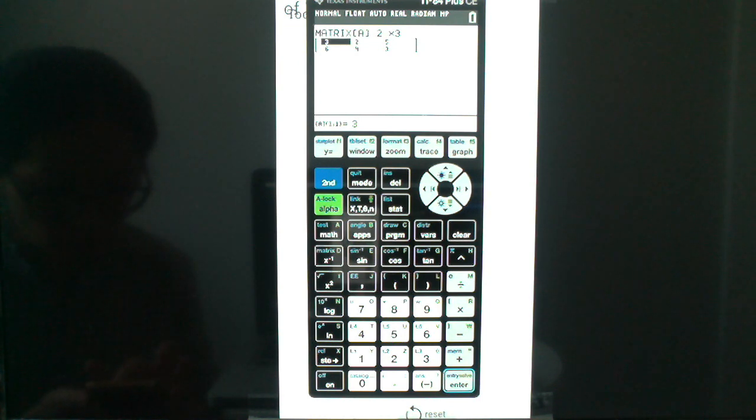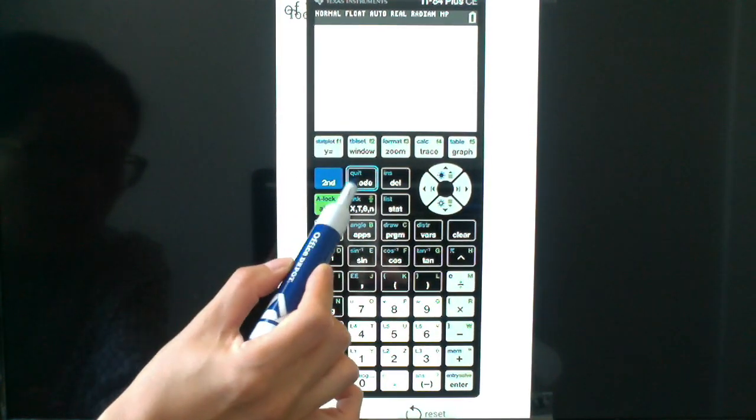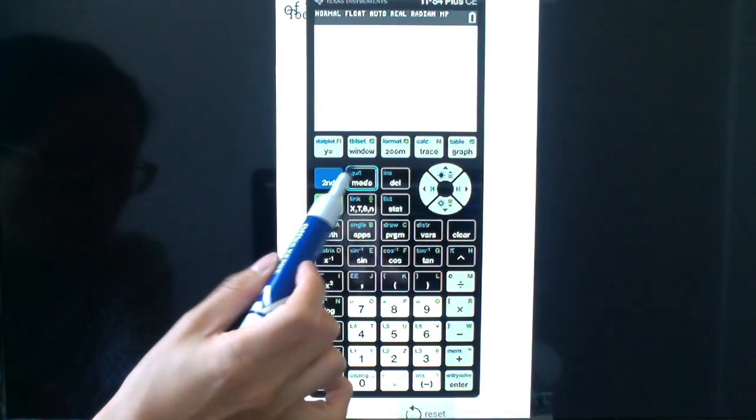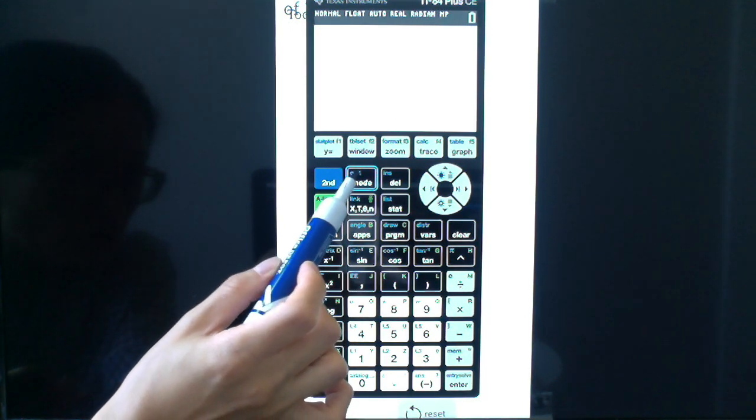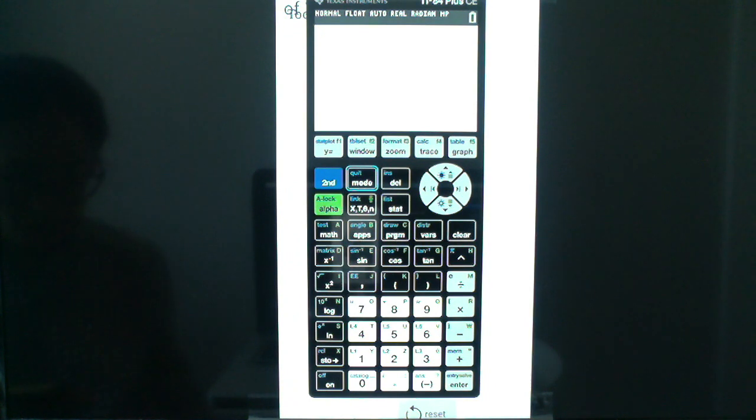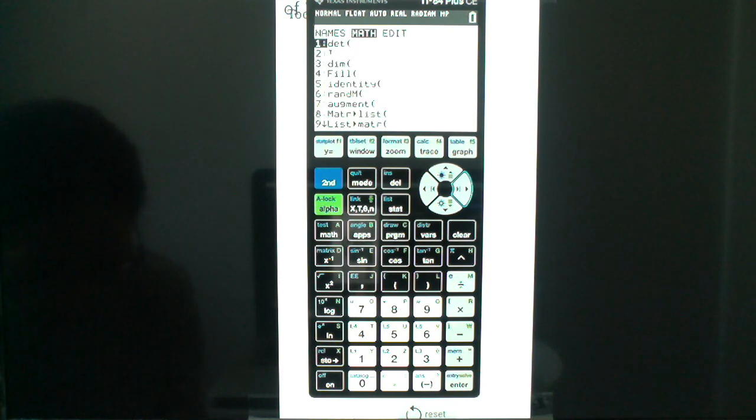So I need to go out: blue, quit. Do you know where the quit is? Blue, and above the mode. We are sharing the same button, but we are actually using the quit above. So now go back to matrix, blue, matrix. This time we will use the calculation. So math, where do we go? RREF. Go all the way down.